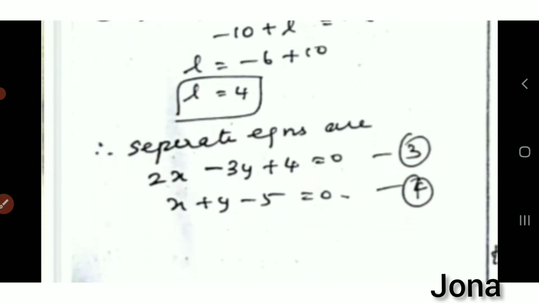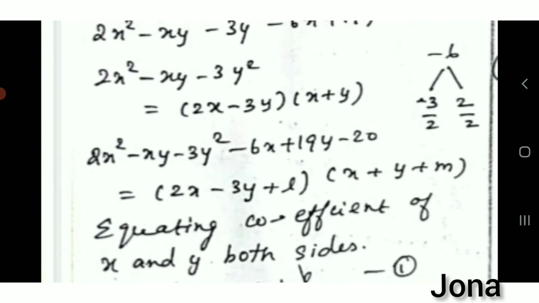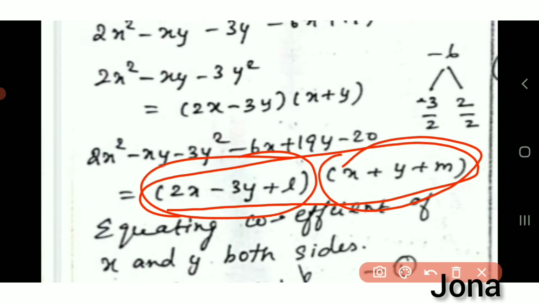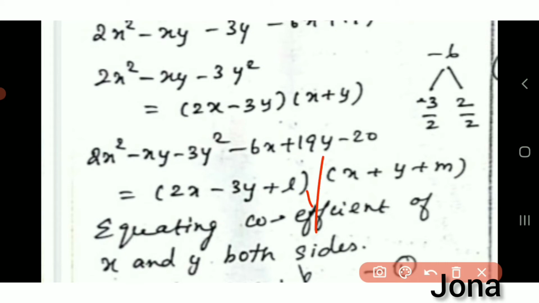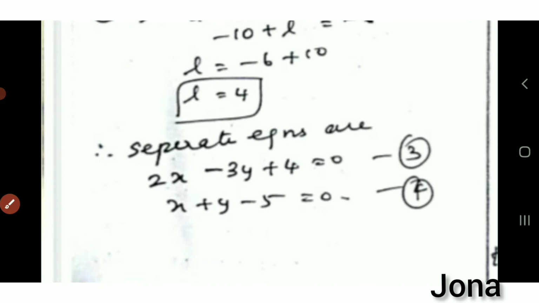We can write the separate equations. That separate equation can be written from this equation. So this is the combined equation. If you want to write the separate equations, we have to separate the first thing equal to 0 and the second thing equal to 0. In these two, we have to substitute the value of l and m. By substituting here the values of l and m, we have the separate equations like this: 2x minus 3y plus 4 equal to 0 and x plus y minus 5 equal to 0.